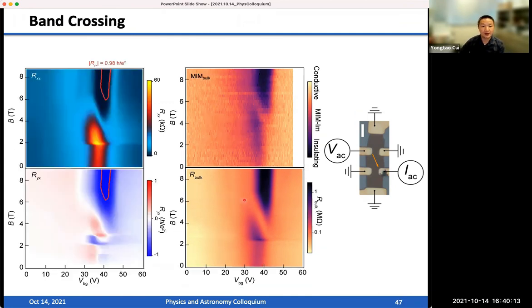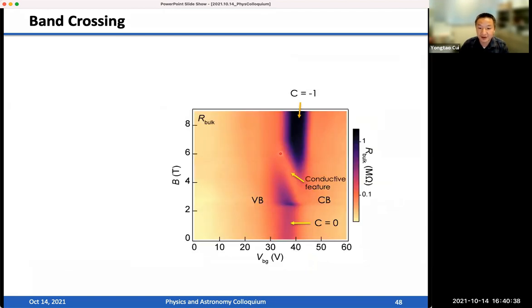And then we can correlate this with the topological characters that we probed using the Hall transport. And we found this is the region where C equals, in this case, C equals -1. And then at the low field region, we have C equal to 0. Okay, so then let me try to explain what happens when we go from C equal to 0 to C equal to 1. So first of all, we see that there's actually a conductive feature appearing in this range. So we believe that this corresponds to that band crossing feature.